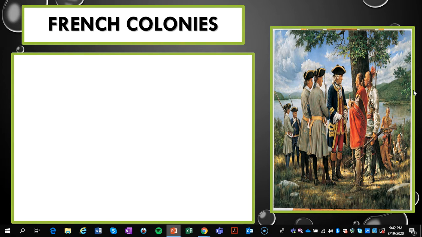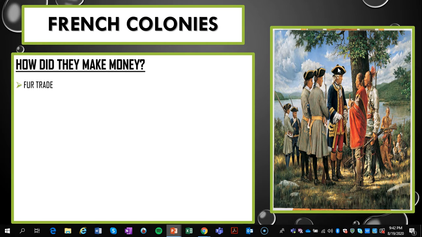Now, quickly, I want you to look at this image. I want you to think about what we talked about with the Spanish and the Native Americans. I want you to compare or contrast this image. How do you think the French, who are wearing the coats and the hats, how do you think their relationship was with the Native Americans, just based on this image? And we'll talk about that in a second.